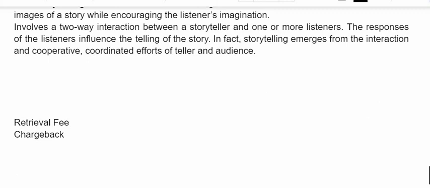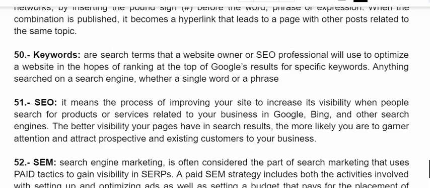Okay, so this is it. These are some of the terms of the glossary that we use and that were explained to you. I hope you will have a clear idea of what these terms mean.